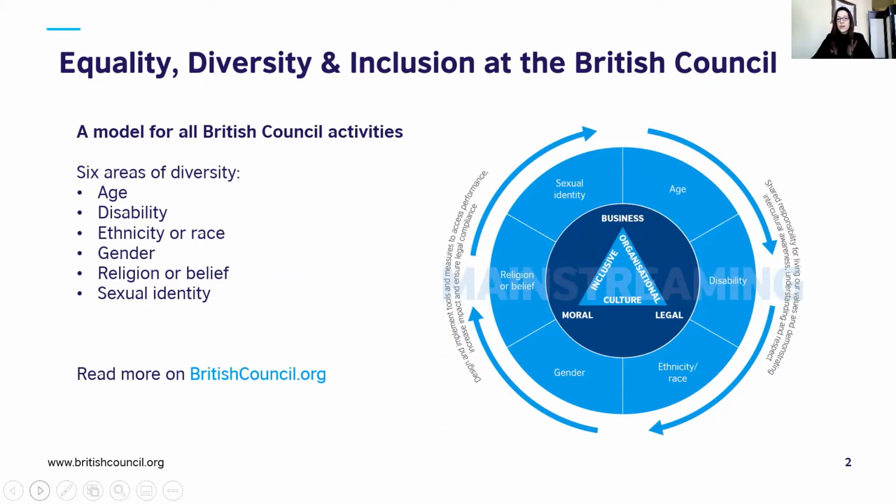You can see a visual framework representation here on the slide, and the 6 areas of diversity that go around the outer circle: age, disability, ethnicity or race, gender, religion or belief, and sexual identity. We integrate these areas into the legal, business, and moral approaches of our products, with the hope to make everyone's experiences richer and ultimately lead to more inclusive societies.